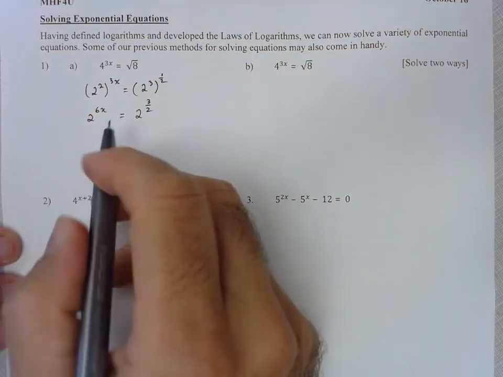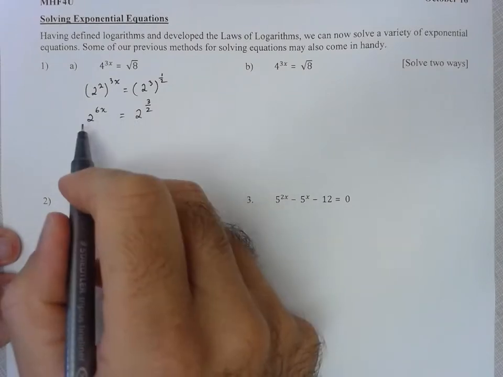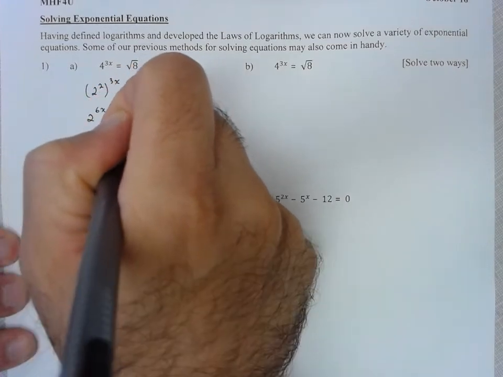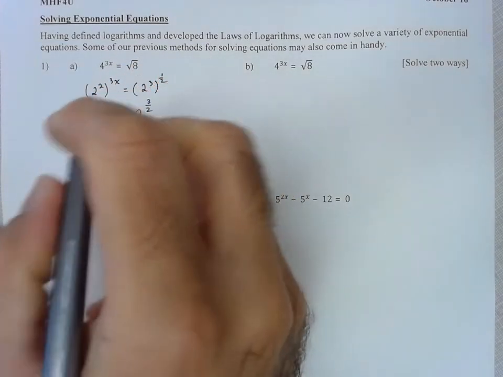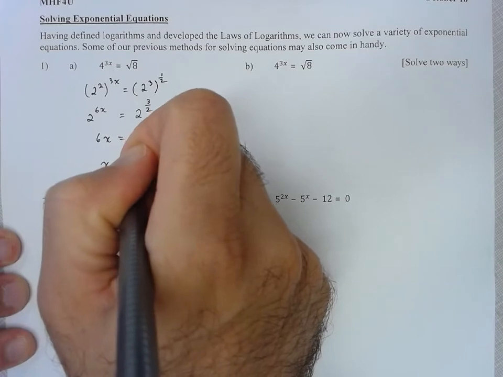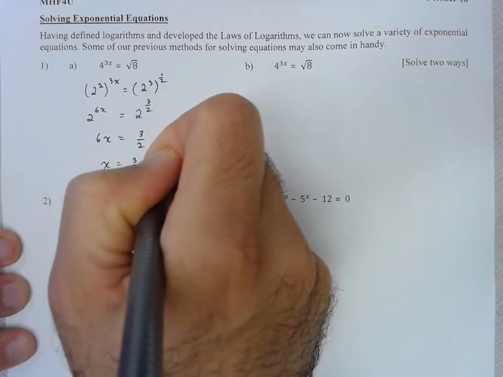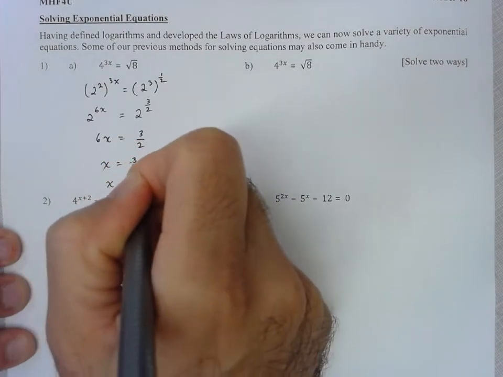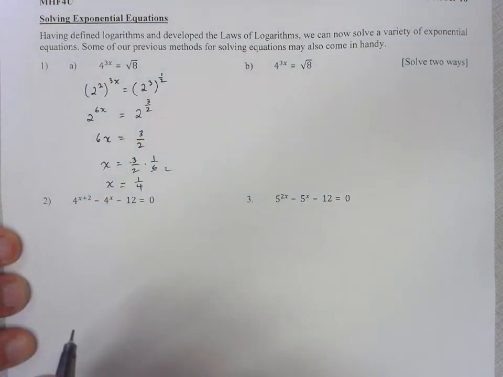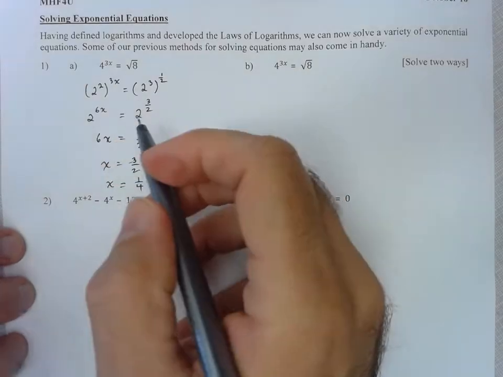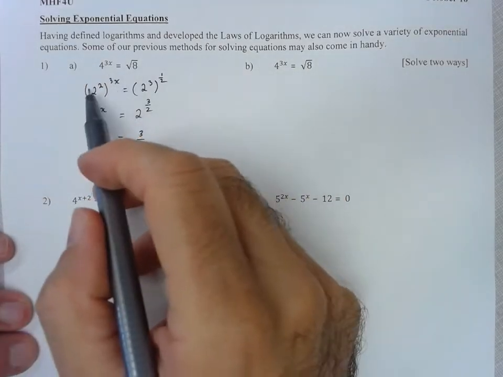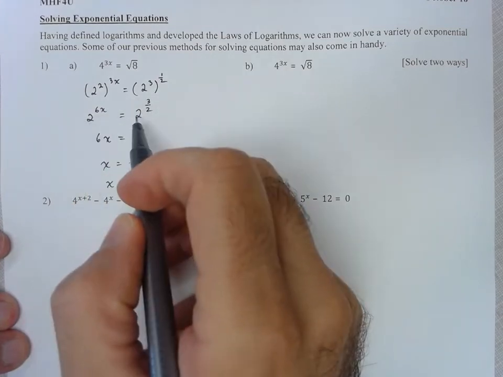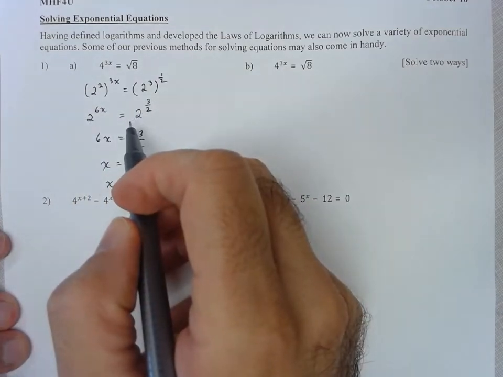Okay, and now I've got two equal powers, and since the bases are the same, the exponents must also be the same. So that means that 6x has to be equal to 3/2, and so x is equal to 3/2 times 1/6, or divided by 6. Okay, and we get that x is equal to 1/4. So this is perfectly fine if you can manage writing both sides of the equation as a power using the same base. Unfortunately, as we'll see, that's not always the case.